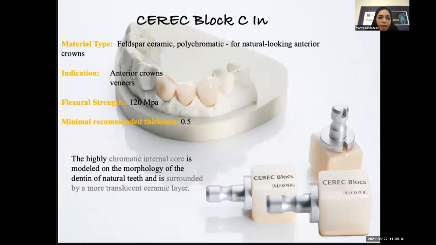Cerec Blocks CIN is a block that is similar to Real Life from Vita. It's again a feldspathic block, polychromatic for natural looking anterior crowns, and the indication is for anterior crowns and veneers. And similar to Vita Real Life, the Cerec Blocks CIN has a highly chromatic internal core, which is molded on the morphology of the dentin of natural teeth and is surrounded by a more translucent ceramic layer. The minimum recommended thickness for Cerec blocks is 0.5 millimeters.